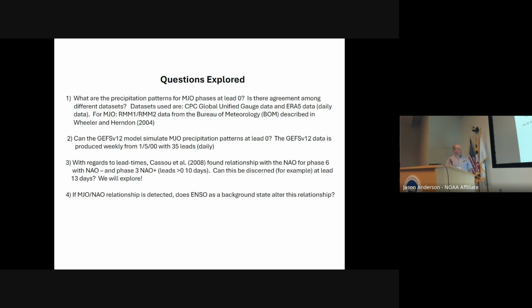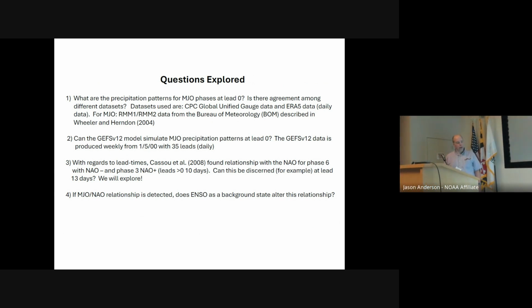So, the questions I'm going to explore. Number one, what are the precipitation patterns for MJO phase at lead zero? Is there agreement among different data sets? The data sets I'm going to show are CPC unified gauge data and ERA5 data, which is daily. For the MJO, I use RMM1, RMM2 daily data, as described in Wheeler and Hendon in 2004.